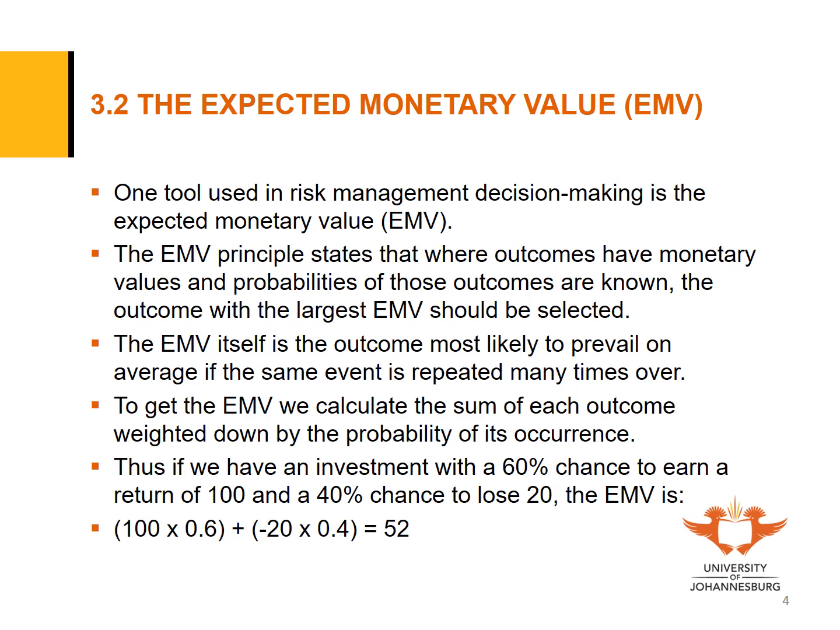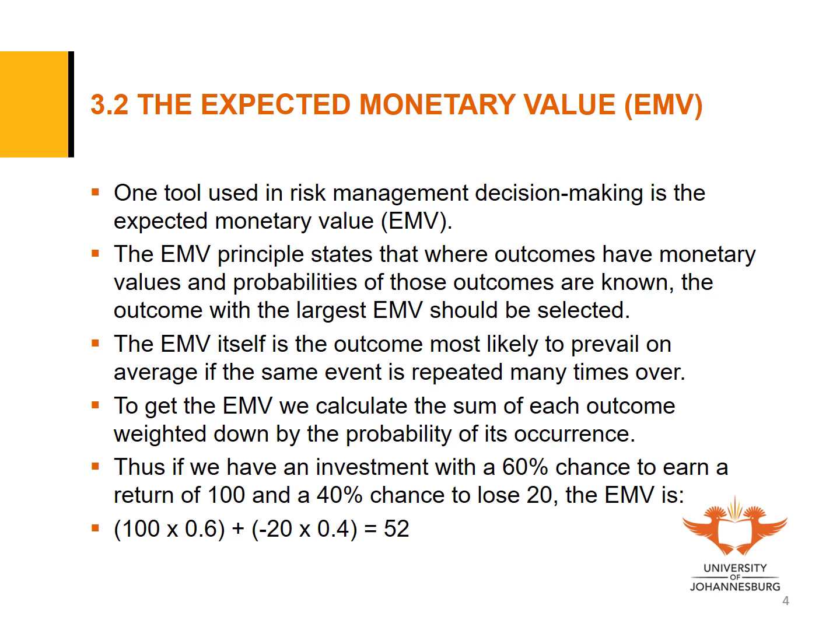So we said that the tools have their advantages and their disadvantages, and their uses in different scenarios. Okay, so the EMV itself is the outcome most likely to prevail on average if the same event is repeated many times. So if you have the same event taking place, you are going to know what the average outcome would be for that particular circumstance.